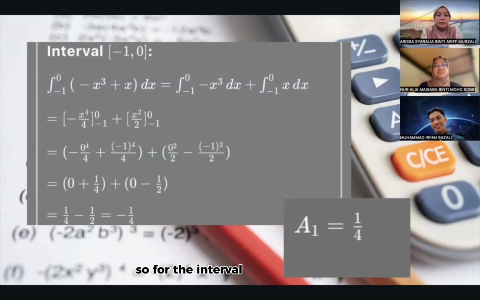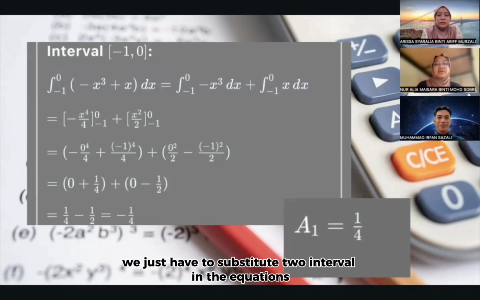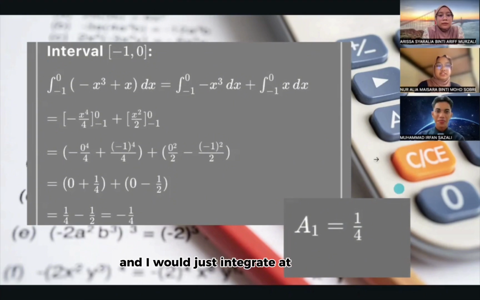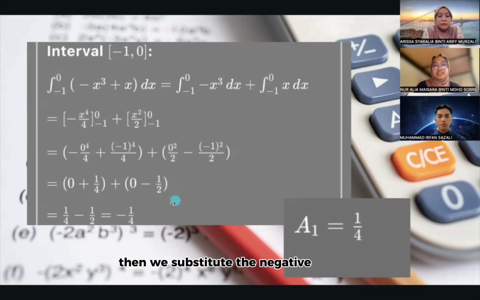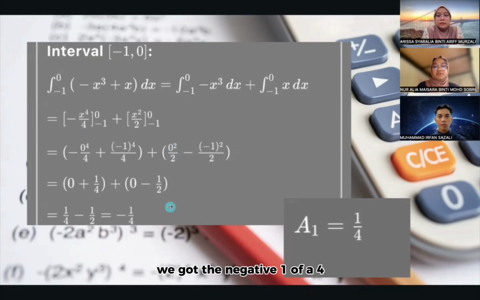So for the interval -1 to 0, we just substitute these two limits in the equations, and then we integrate over the appropriate interval. When we substitute -1 and 0 in the equations, we get -1/4. So for the first region A1, the answer is 1/4.